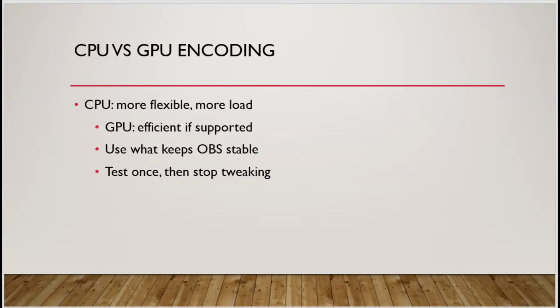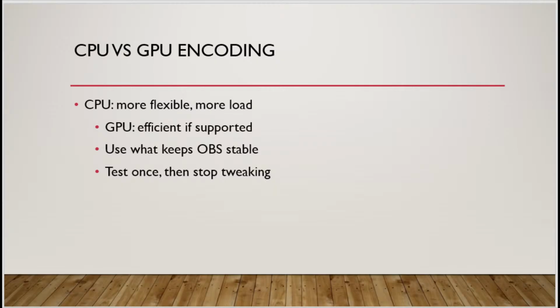And then I mentioned CPUs versus GPUs. CPUs are more flexible. You can add more load onto the CPU of your computer. GPUs are efficient if it's supported, but depending on the computer and the software you use and the motherboard you have, you may find that it's not stable enough. So what you need to do is always consider using what keeps your OBS stable.